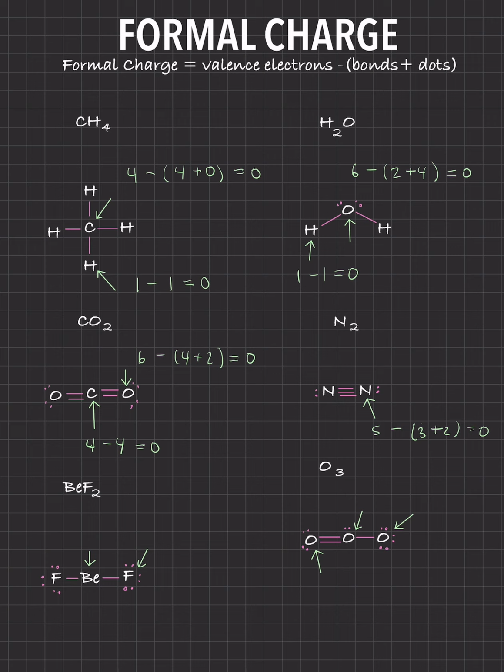Now, what about beryllium? So BeF2. So Be, again, is going to be 2 minus 2. There's no dots, so again, it's going to be 0. Fluorine is going to be what? Well, fluorine we know is 7 minus 1 line, so 1. How many dots? 6. 7 minus 7 is equal to 0.